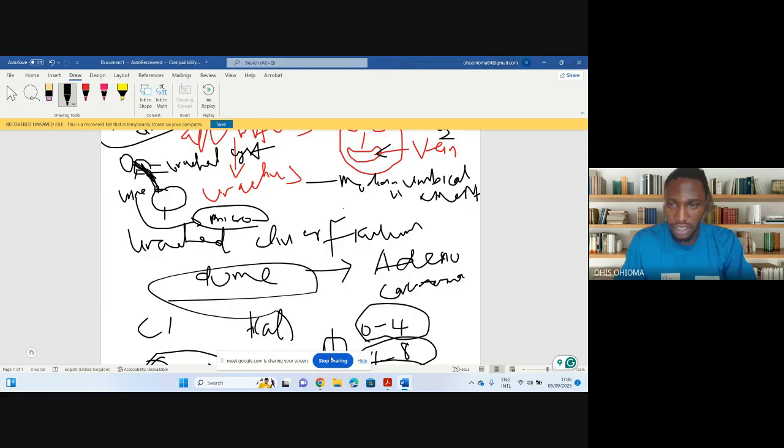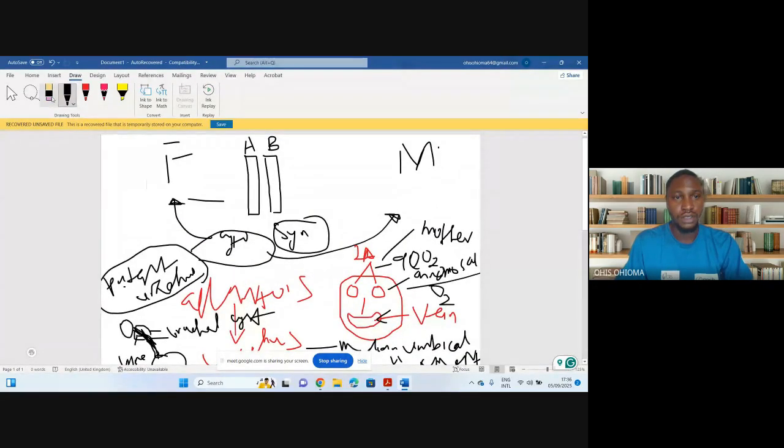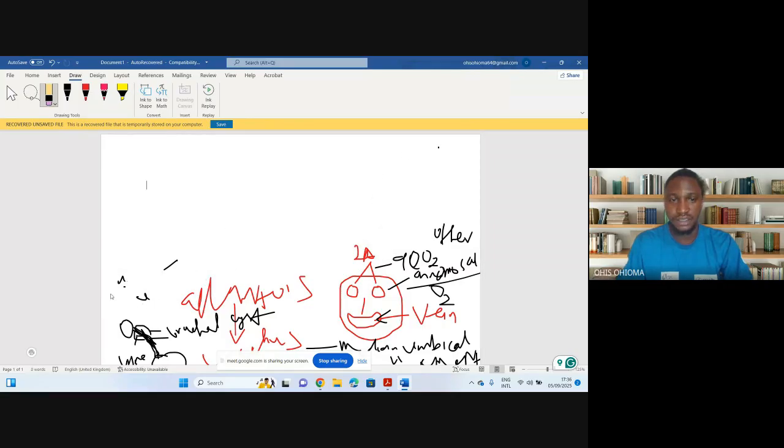Now, this situation can also happen in the vitelline duct, right? The vitelline duct connects the midgut to the yolk sac, right? Connects the midgut to the yolk sac. And so you can also have that. You can have a vitelline cyst. You can have a patent vitelline duct.